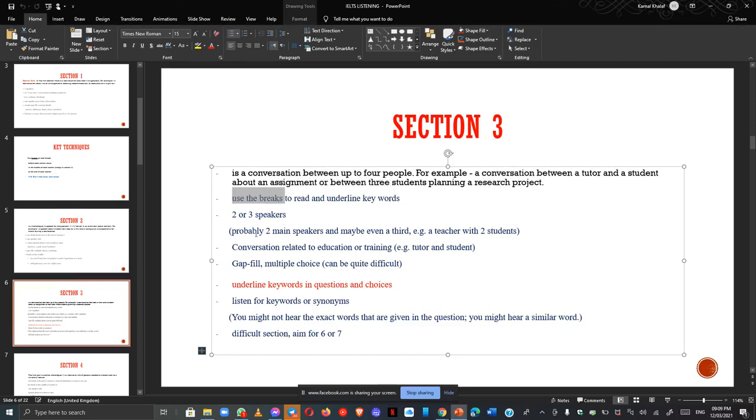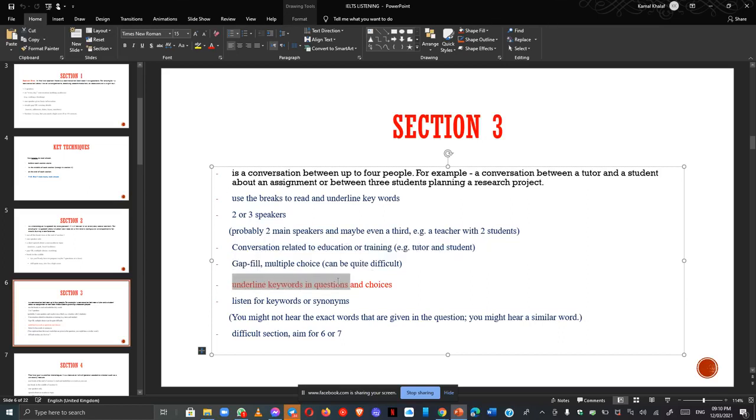2 or 3 speakers, probably 2 main speakers, and maybe even a third, a teacher with 2 students. Conversation related to education or training, tutor about an assignment, about a project, about a presentation, and likewise. Gap fill, multiple choice. It's not that hard, by the way.